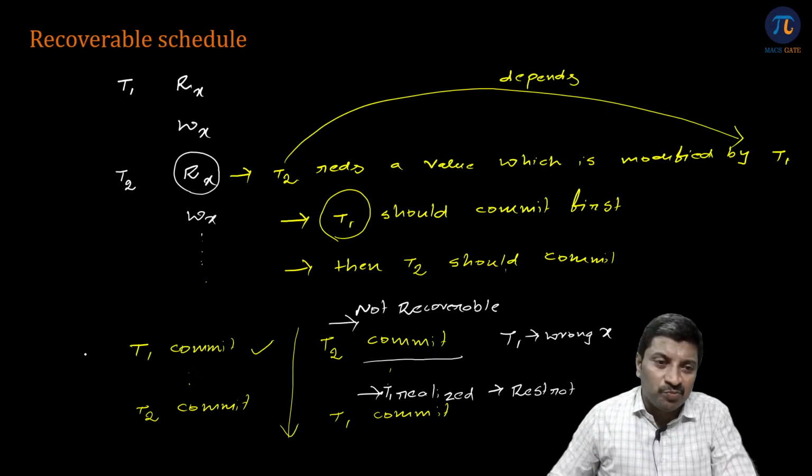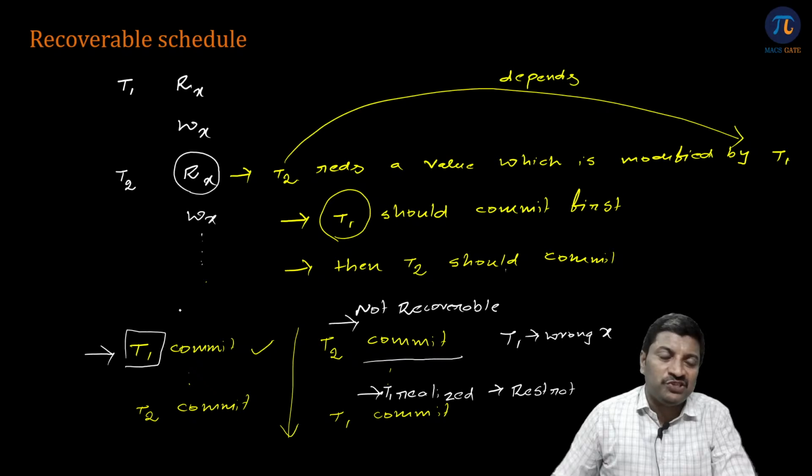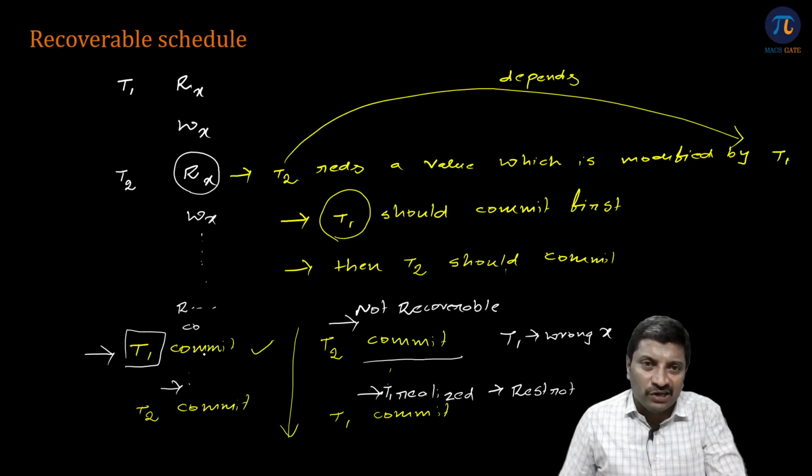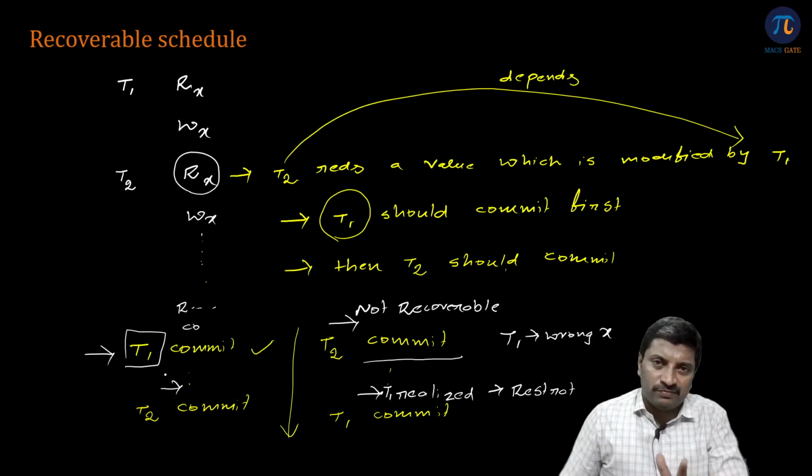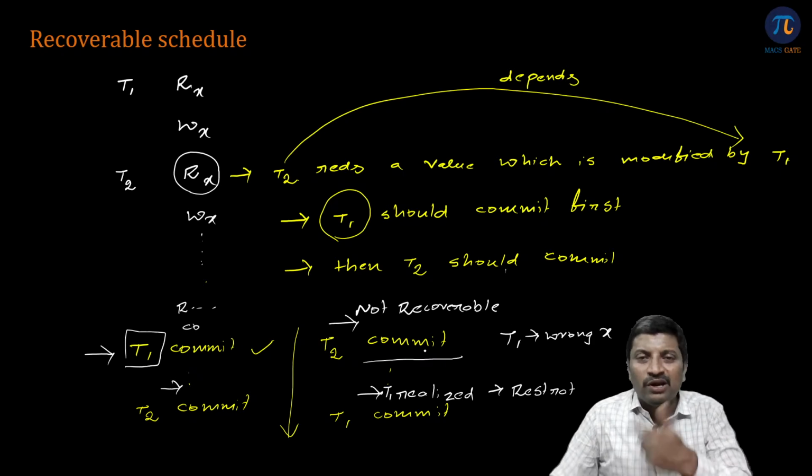Instead of that one, suppose it is committing, and whenever T2 realizes there is a mistake, he will do some correct entry. Then T2 also will realize the entry is not correct. Then he will also restart. But here T2 already committed.